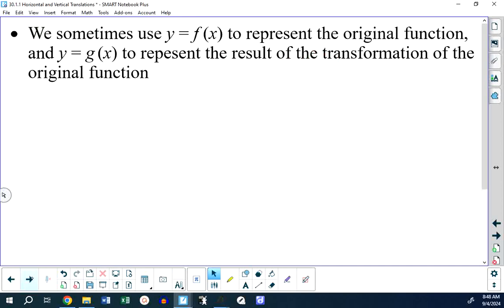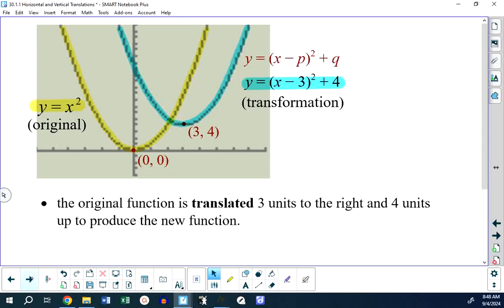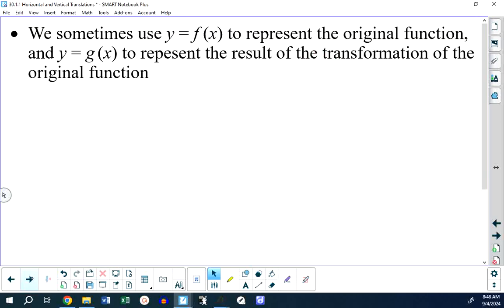So what we sometimes do is, if you look here, the original function is y equals, and the new function is y equals. It's nice to be able to distinguish between the two by slapping labels on them, names on them. And what we typically do is we call the original function f of x and the new function g of x. We don't have to. You can call the original function p of x and the new function r of x. You can use whatever letters you like. But this is kind of standard practice as we warm up here.